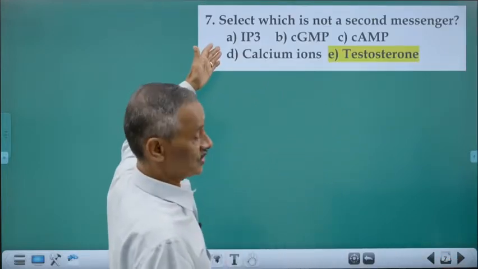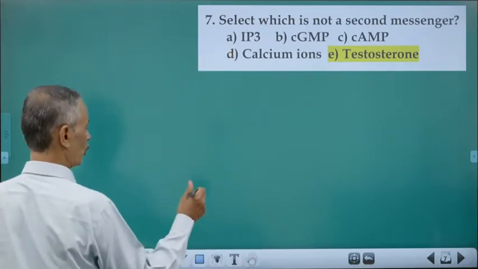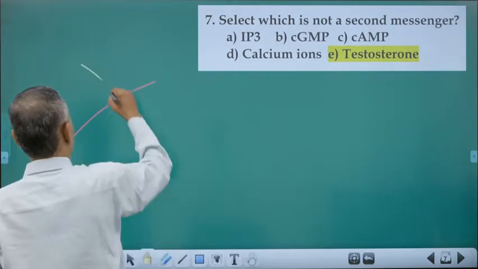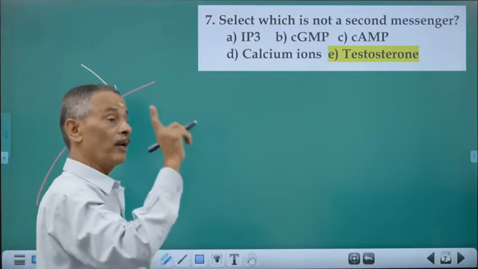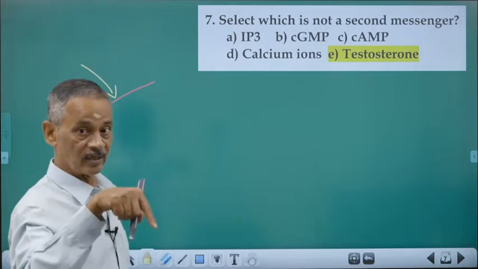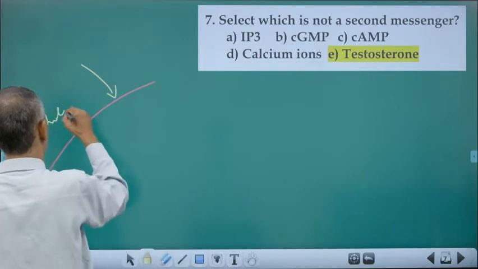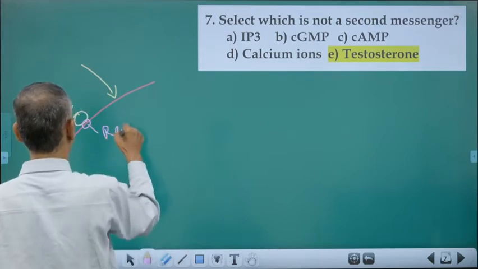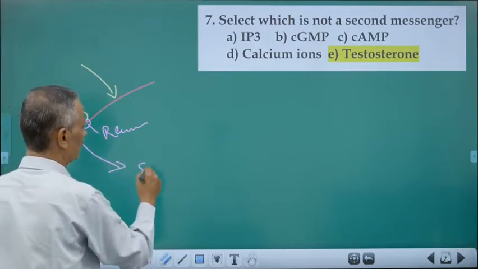Which is not a second messenger? What is a second messenger? In response to a protein hormone, I will be showing a diagram, still I will tell you now. When a protein hormone comes, the plasma membrane will not allow them to enter in because protein hormones are not miscible in fat. Plasma membrane will be allowing only fat soluble material to enter in. Water soluble material will not be allowed to enter in. So protein hormones will be binding with the receptor present on the surface. So protein hormone receptor complex is formed.